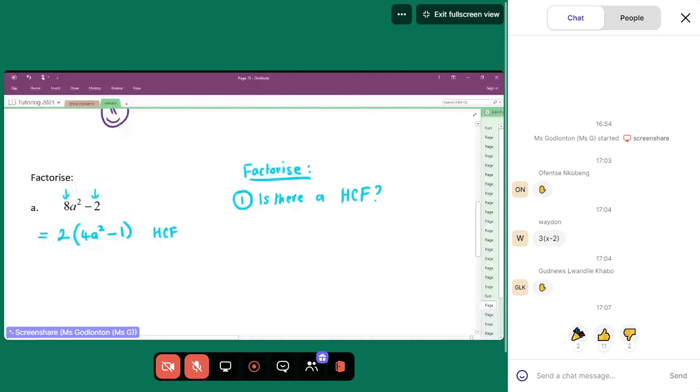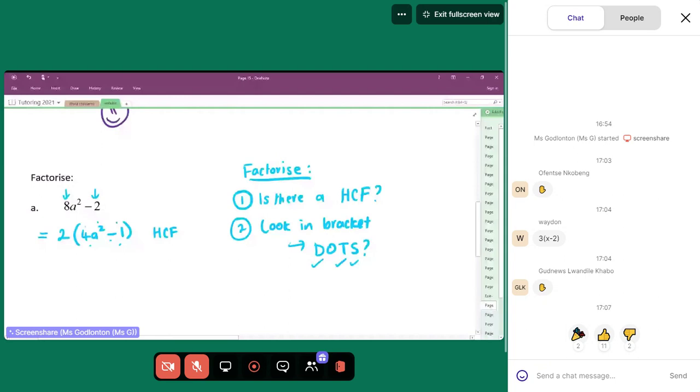Okay, so the first thing I did over here was I took out my highest common factor. Now I have to look in the bracket and think, is there something else I can do? So can I do dots, our difference of 2 squares? And if we can, we would have to have a difference, so a minus sign, which we do have. We have to have 2 terms, which we have, and they have to be square numbers. 4 is a square number, a squared is squared, and 1 is a square number.